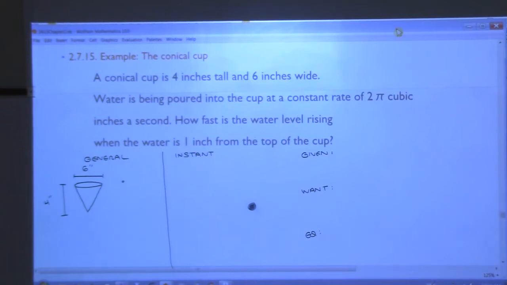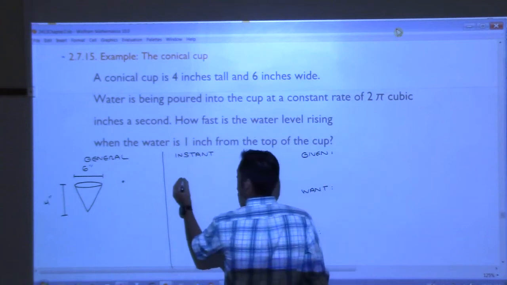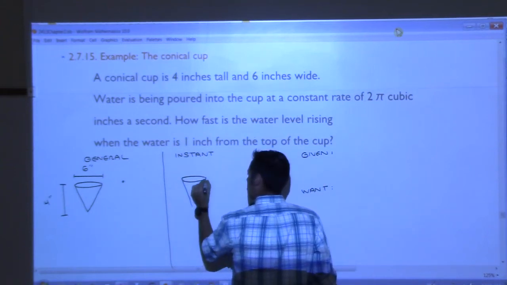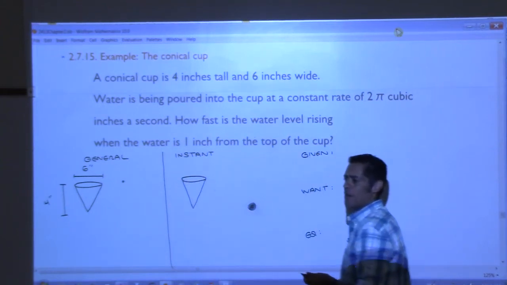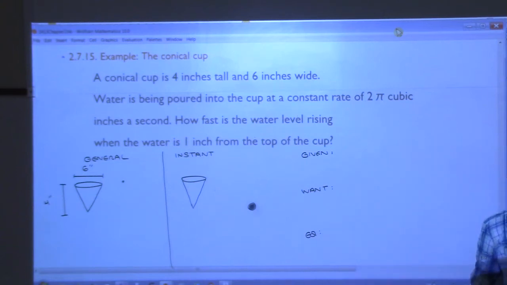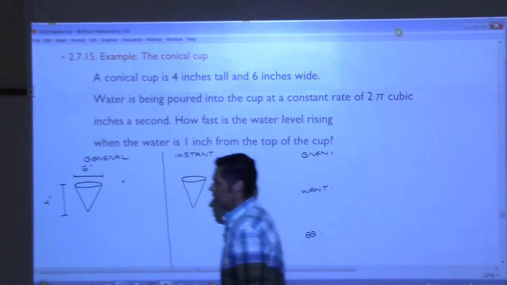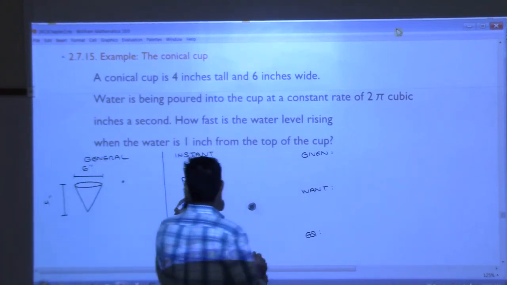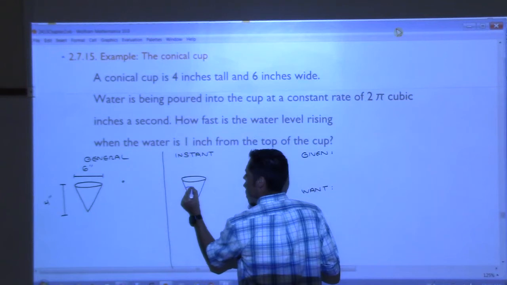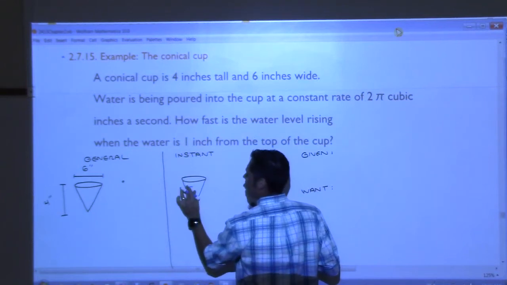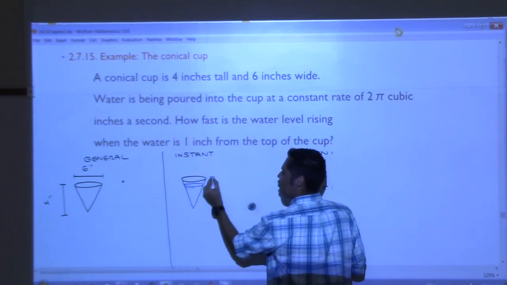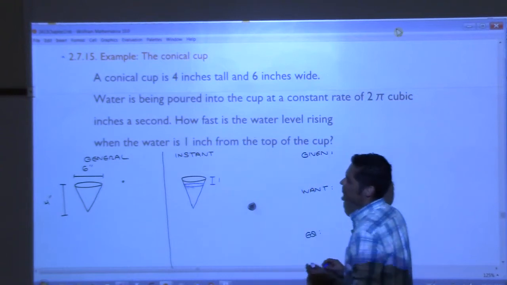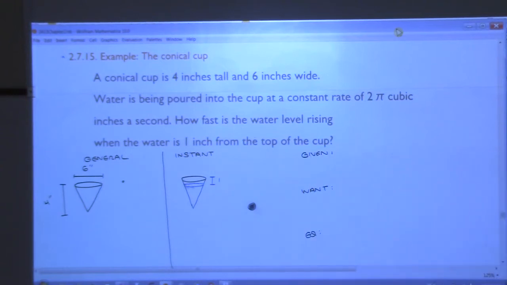How about the instant in time that I'm referring to here? It's the level of the water that's in it, right? And I have blue here. So we have water inside of this. Oh, it's 1 inch from the top, so I'll move it up a little bit. Right? So it's 1 inch from the top. That's the instant in time, right?